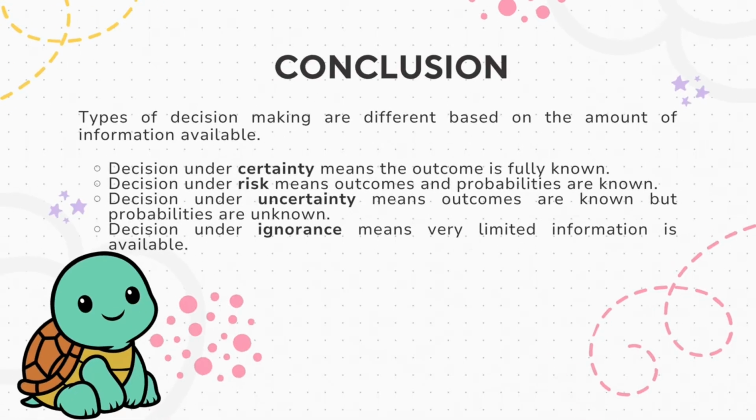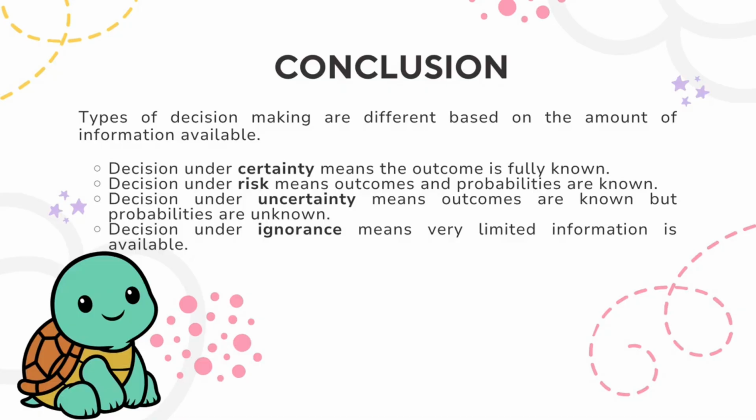In conclusion, the types of decision making are different based on the amount of information available. Decision under certainty means the outcome is fully known. Decision under risk means outcomes and probability are known. Decision under uncertainty means outcomes are known but probability is unknown. And decision under ignorance means very limited information is available. Understanding these four types of decision making is important because it helps individuals and organizations make better decisions in different situations.